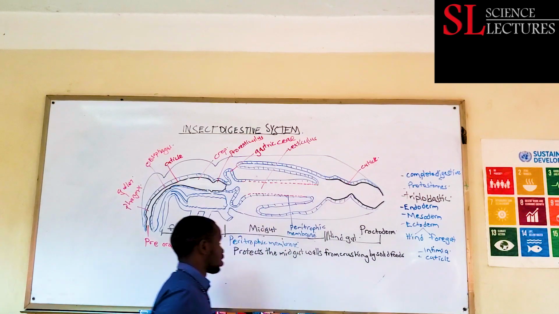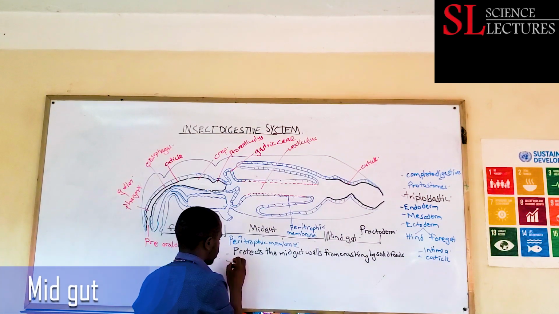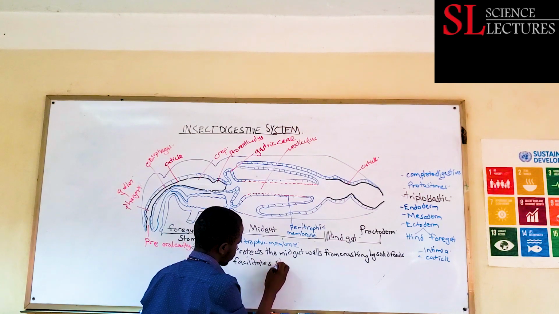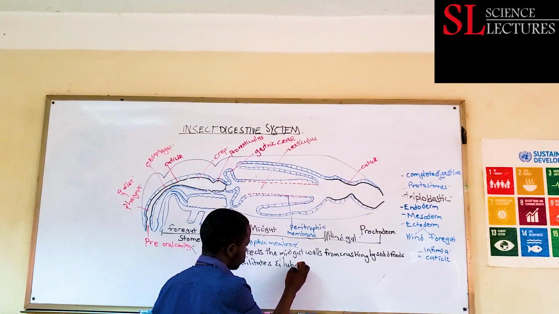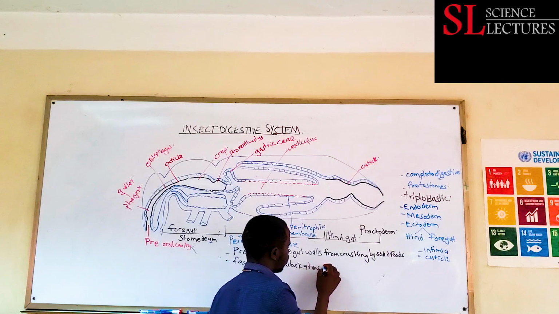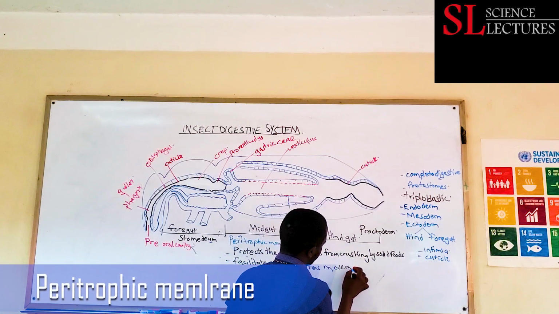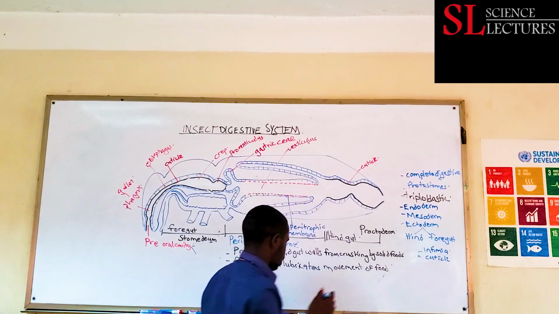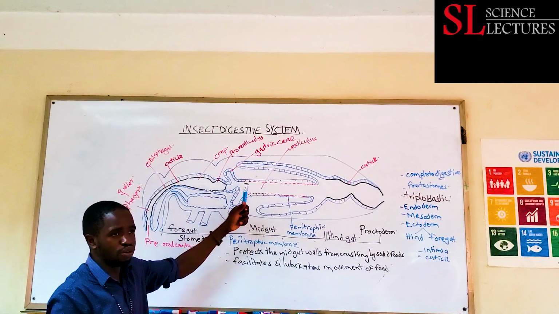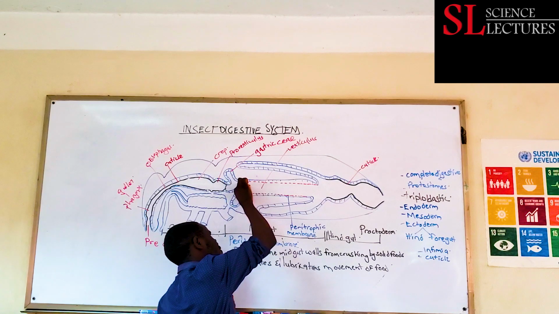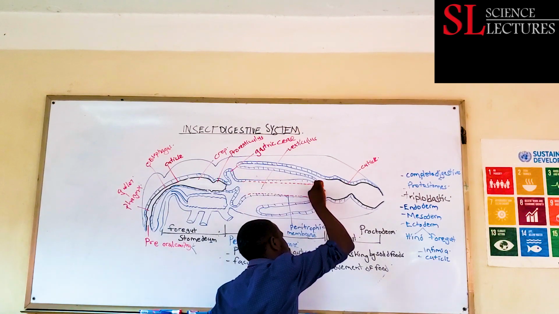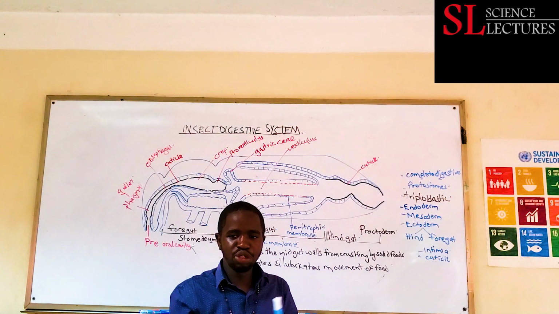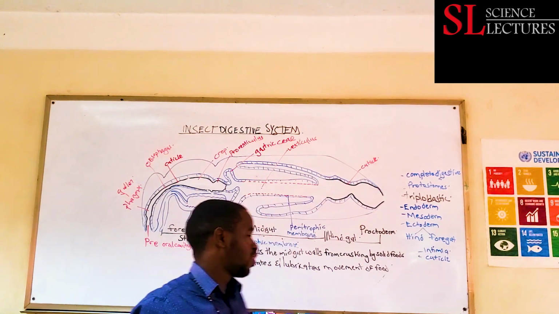That is why it also facilitates and lubricates movement of food across the mid-gut. That is why when food moves here, it will go out with its peritrophic membrane. So an insect shall continue manufacturing the peritrophic membrane as long as it is still feeding.